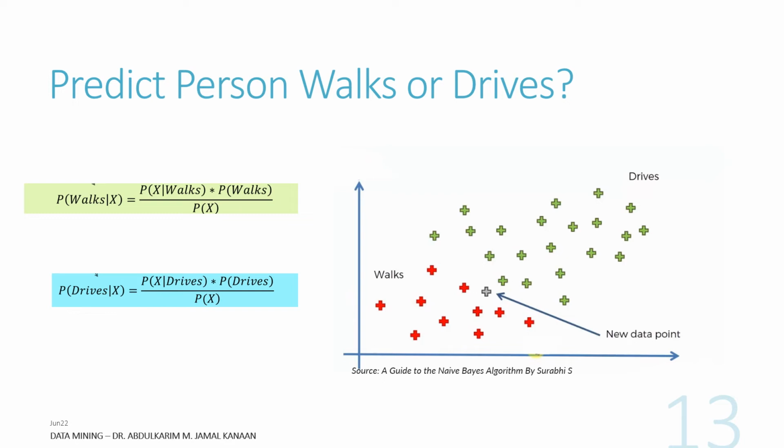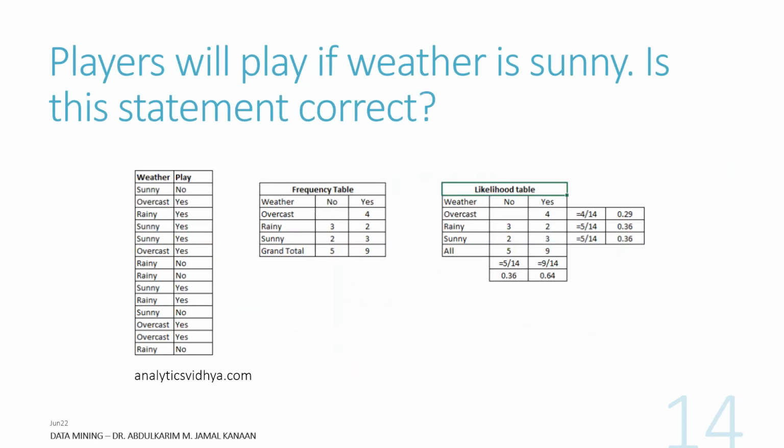And the one that has the higher value, we can conclude based on the higher value to which class, or to which we can predict whether the person is going to go to office by walking or by driving. Let's take an example with numbers and see how this works out.